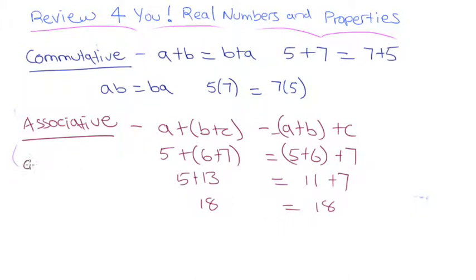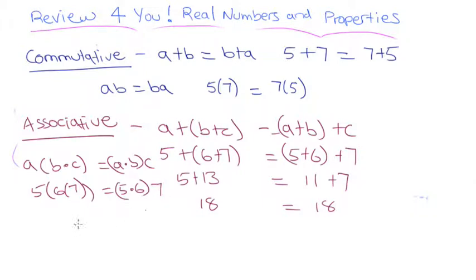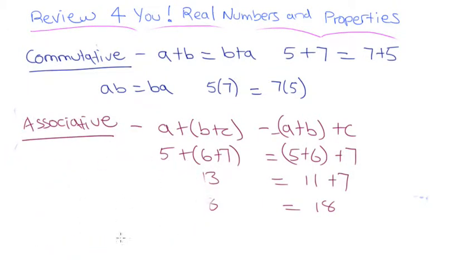Let's try multiplication. A times B, times C, is the same thing as A times B times C. So 5 times the quantity 6 times 7 is equal to 5 times 6 times 7. So 6 times 7 is 42, 5 times 42, well, that's huge, is the same thing as 30 times 7. Well, 3 times 7 is 21, so that's 210. 10 times 42 is 420, divided by 2 is 210. So that's correct. It's the same thing. So the associative property works.